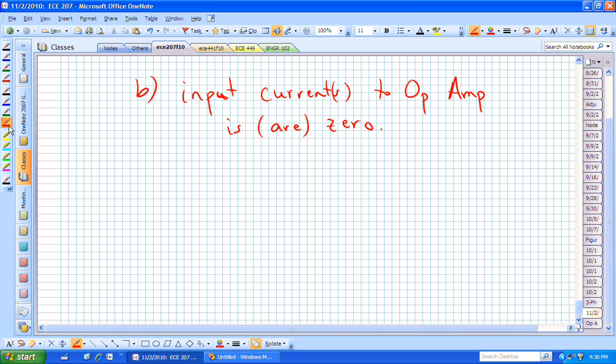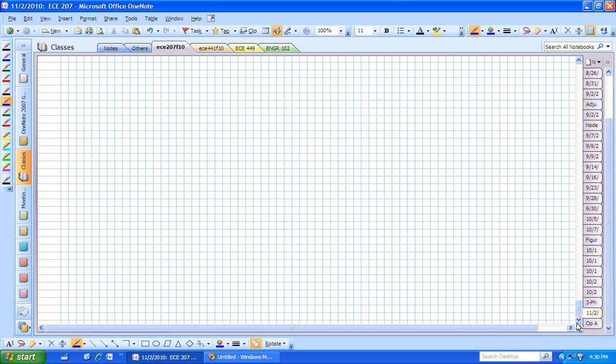Let me see how well you're following along. So this is a class participation. Here's my op amp. Now it's a box.